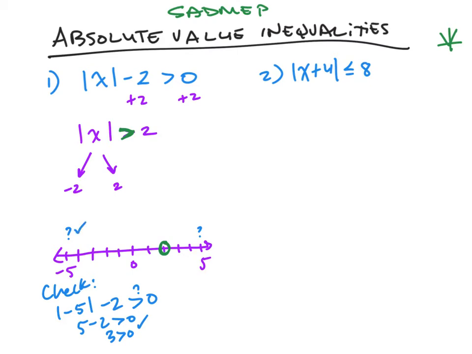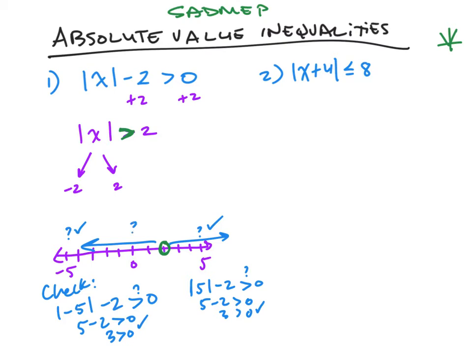Okay, great. So then I'm going to check positive 5. So I'm going to say, okay, is the absolute value of 5 minus 2 greater than 0? So absolute value of 5 is 5. 5 minus 2 is 3. Yes, this also works. So right now it looks like I can go both ways, right? Okay, well, let's check another point.